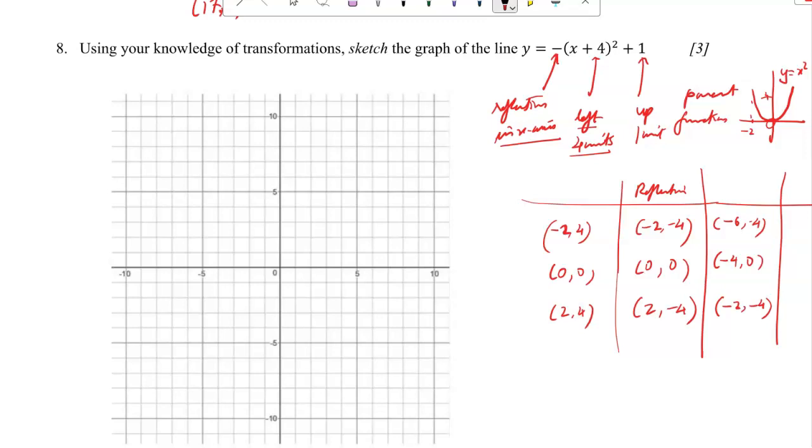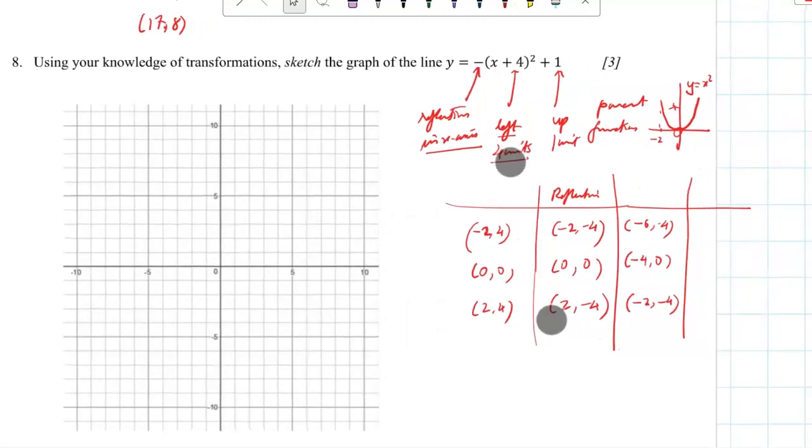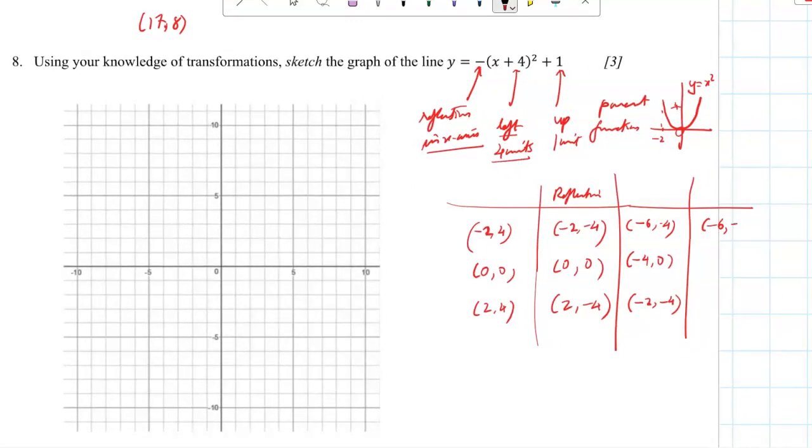Right. Then 1 unit up. So y changes by 1. So (-6, -3), (-4, 1), (-2, -3). Now this is your final thing you put. So (-6, -3). Correct? (-4, 1). Correct? (-2, -3). Got it.